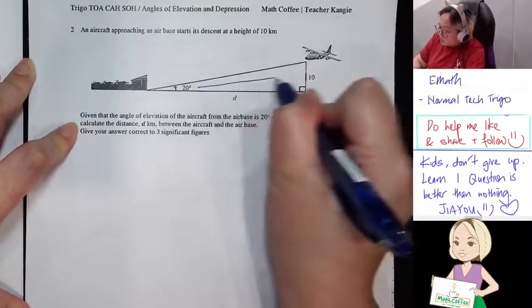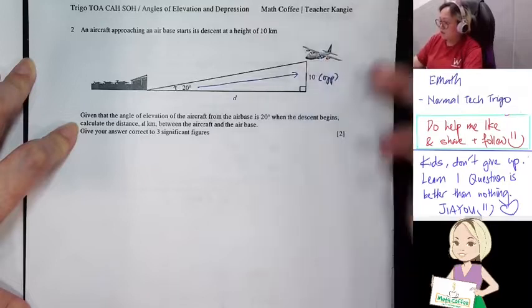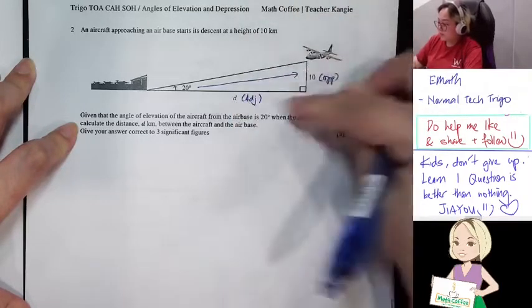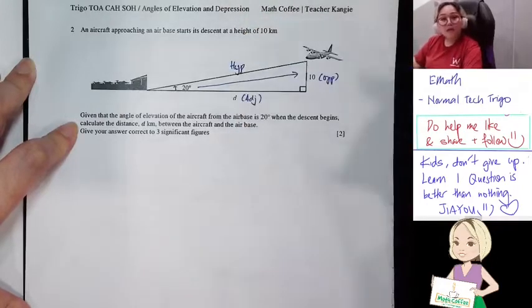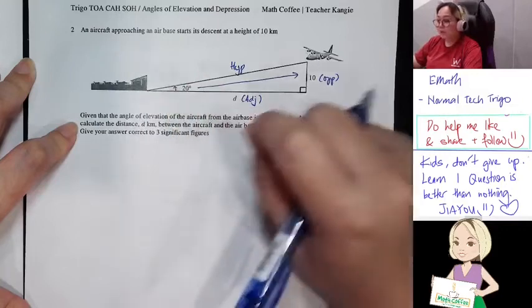So this is my opposite. My 10 is my opposite, and my D is my adjacent, and the longer side is the hypotenuse. Again, ask yourself what you have. This time round is slightly different. I have the angle.